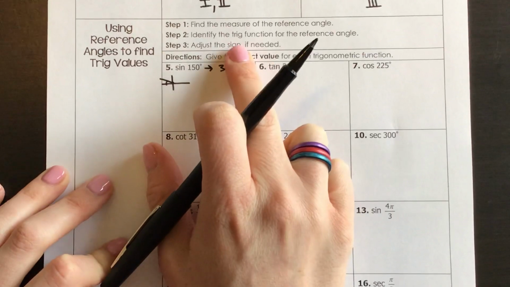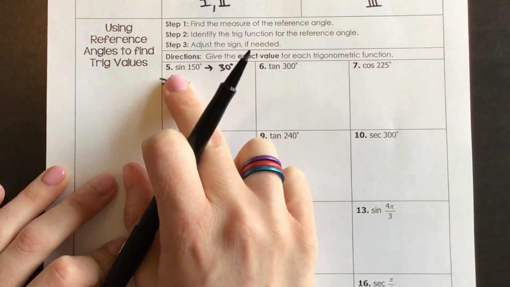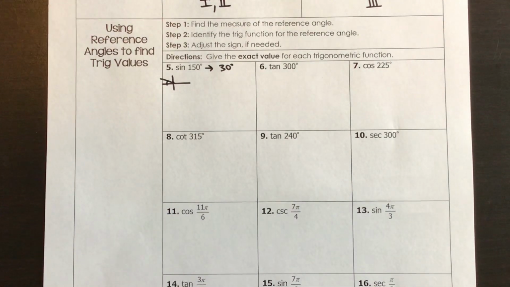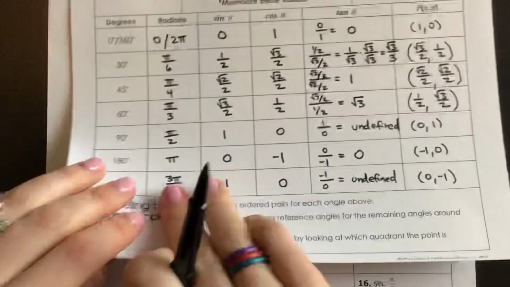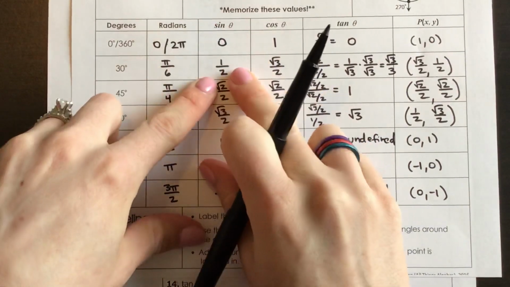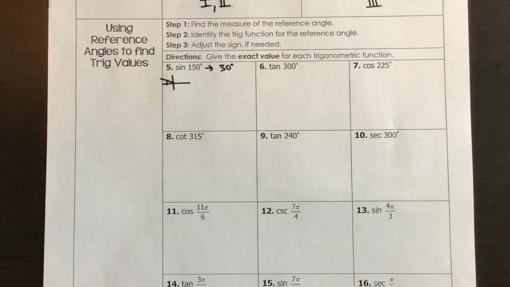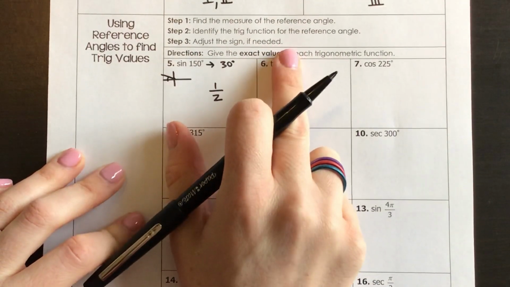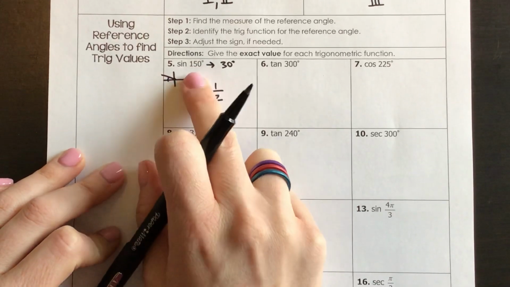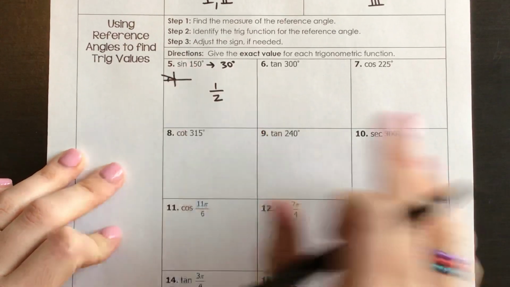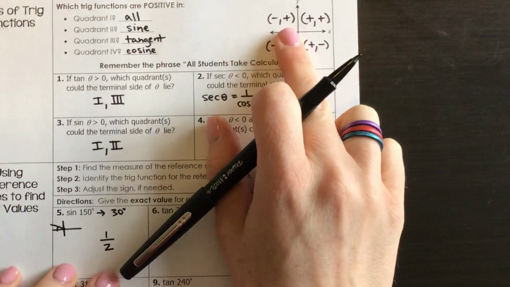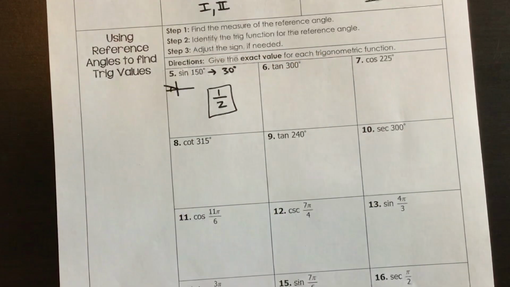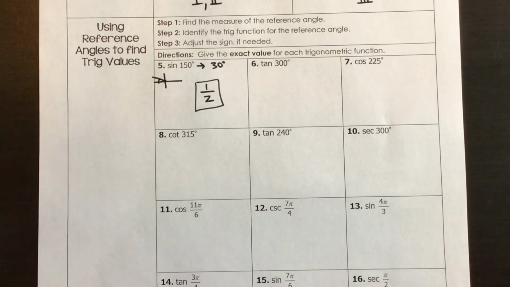So that's step 1, you figure out what your reference angle is. Step 2, identify the trig function for the reference angle. So we want to find sine of 30 degrees. You guys had all of these values filled out on this previous page. Sine of 30 degrees is 1/2. And then adjust the sign if needed. What that means is this actual angle, the 150, is in the second quadrant, and you're being asked for sine. In the second quadrant, sine is still positive. So when they say if needed, that means if it's supposed to be positive, you just leave it positive. All right, so that is 1/2.